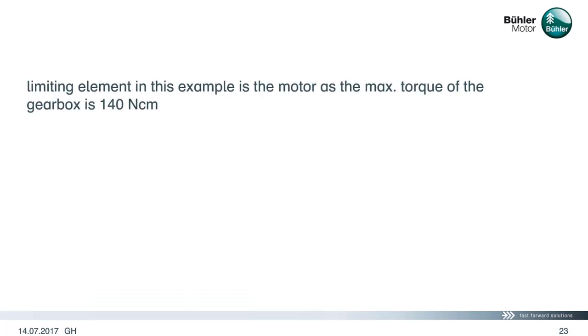In this example, for the use of a gear motor, it would be the motor that is the limiting element. The gearbox has a specified maximum torque of 140 Newton centimeters, whereas our requested load point is only 100 Newton centimeters.